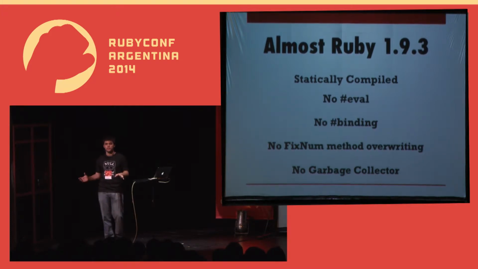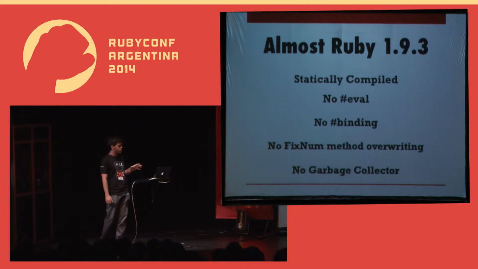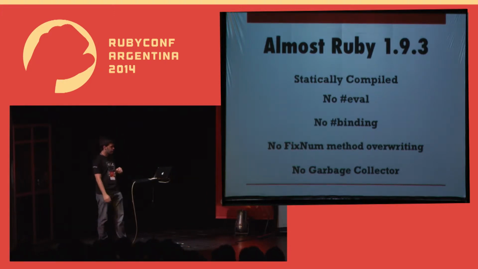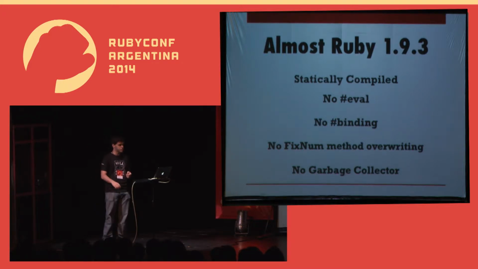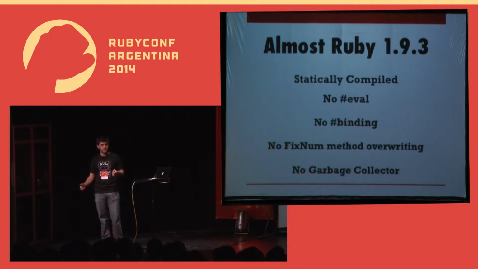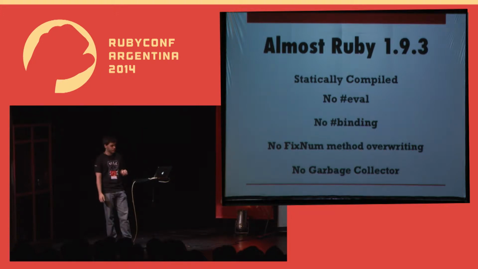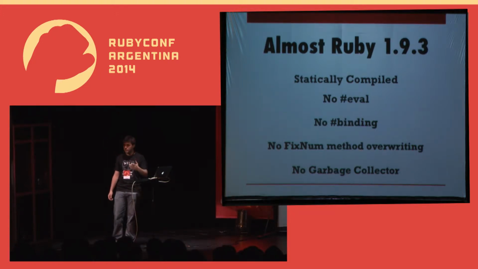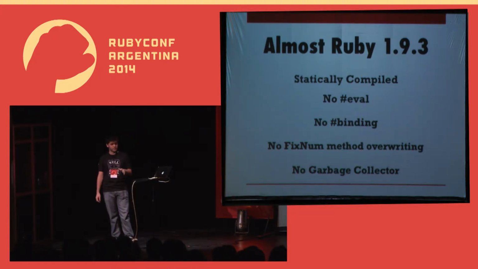And this is because Apple specifically forbids code to run like that. There's no binding method because of performance. This would allow for optimization of local variables, and due to performance there's no non-fixed method overwriting, so certain performance improvements can be done.